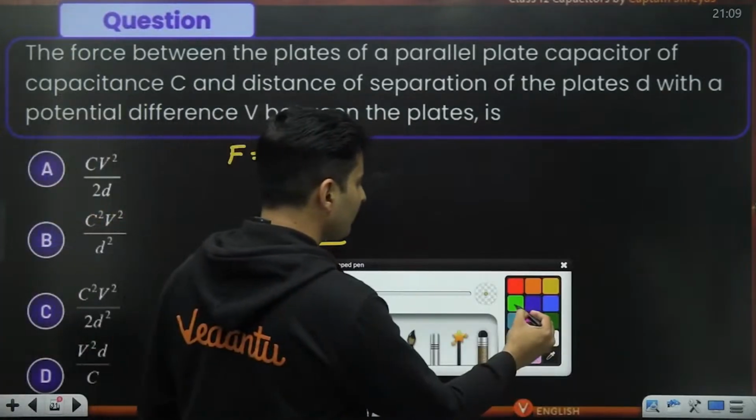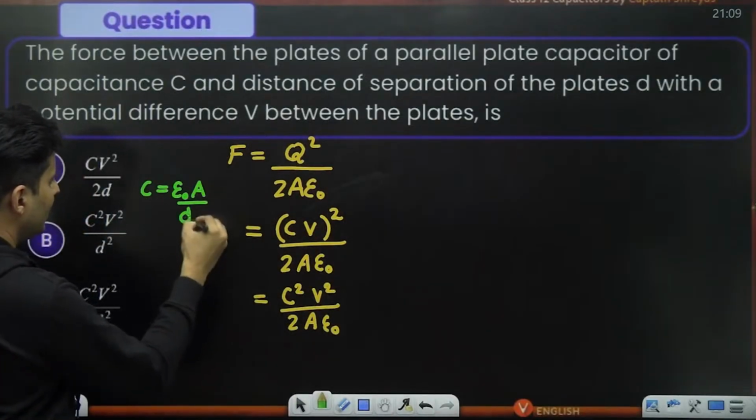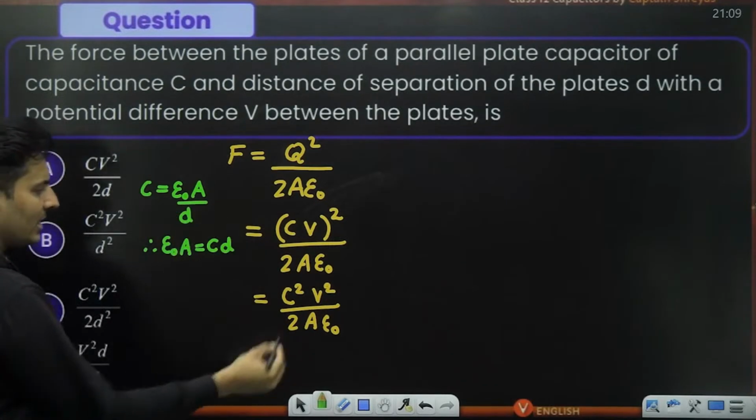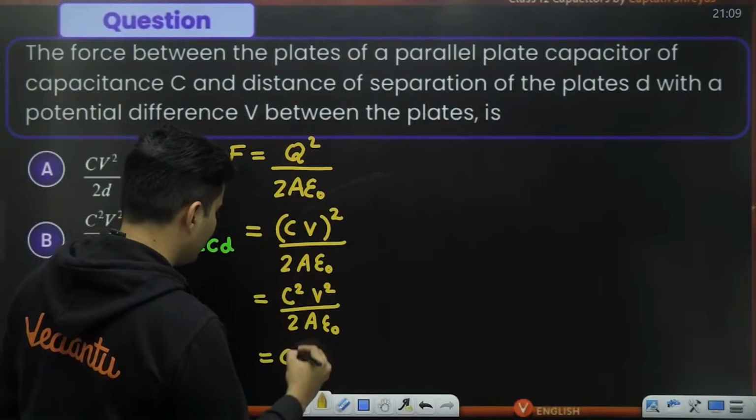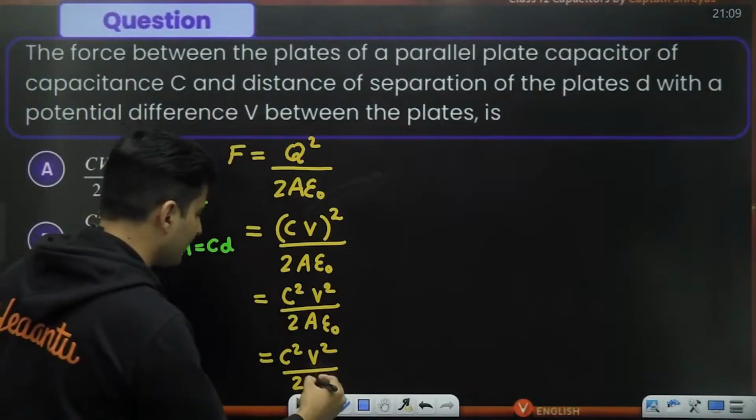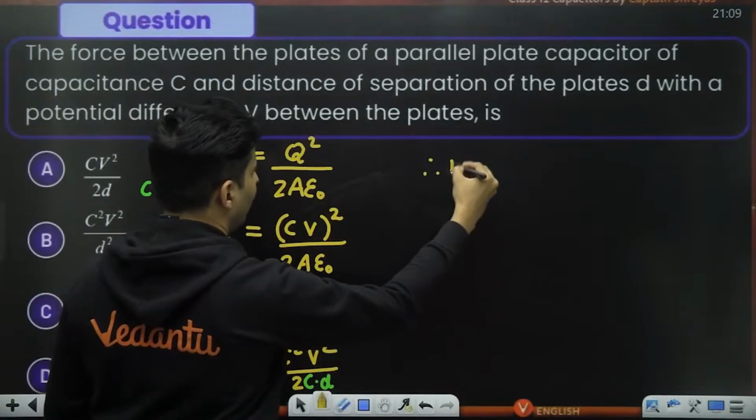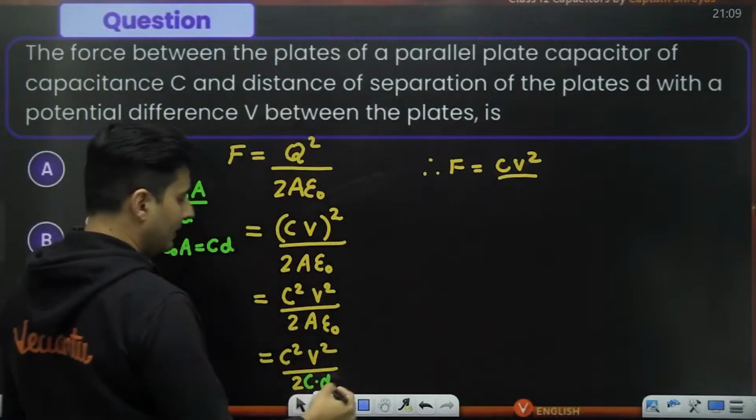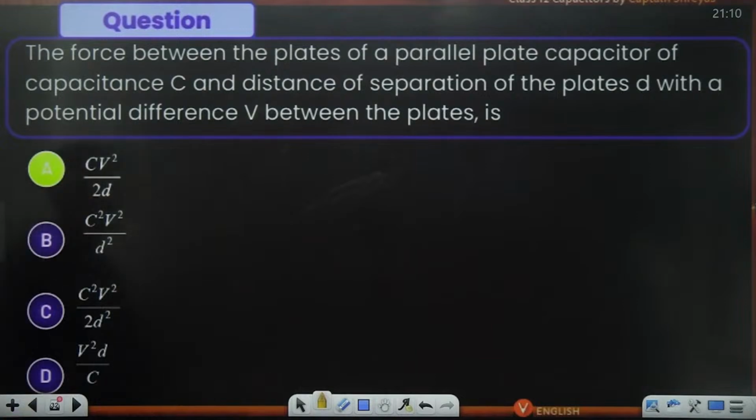So I have an idea. Guys, capacitance was epsilon naught A by D. So why not write epsilon naught A as C into D? C into D is epsilon naught A. So why not replace that over here? Therefore, you will get C square V square by 2, and over here, we can just write it as C multiplied by D. A C and C will get cancelled out. Therefore, I will get the force as C will be remaining, V square is there, and 2 into D will be there. CV square by 2D, which is option number A, of course.